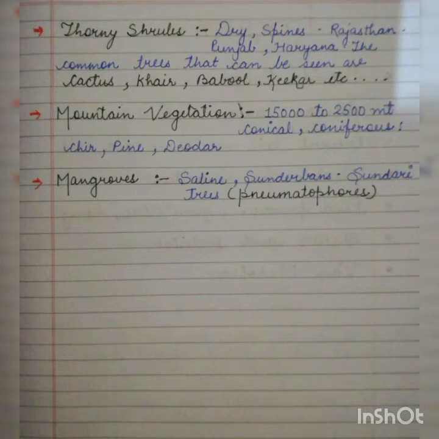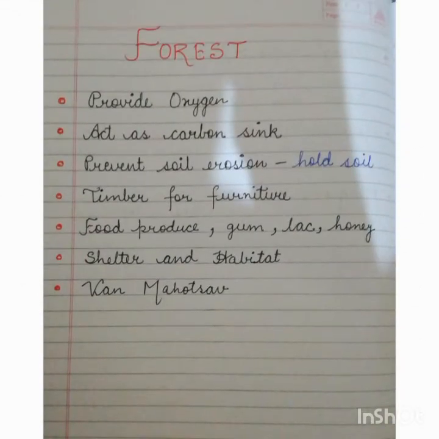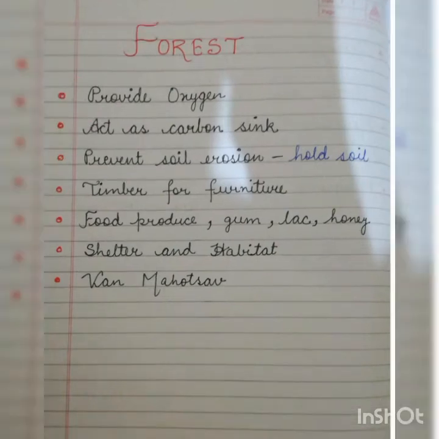Now, why are forests important? Forests provide oxygen to us. They act as a carbon sink because they are the largest absorber of carbon dioxide. The carbon dioxide that is exhausted would be absorbed by plants, so plantation is an important activity to reduce pollution. They also bind the soil and prevent soil erosion.